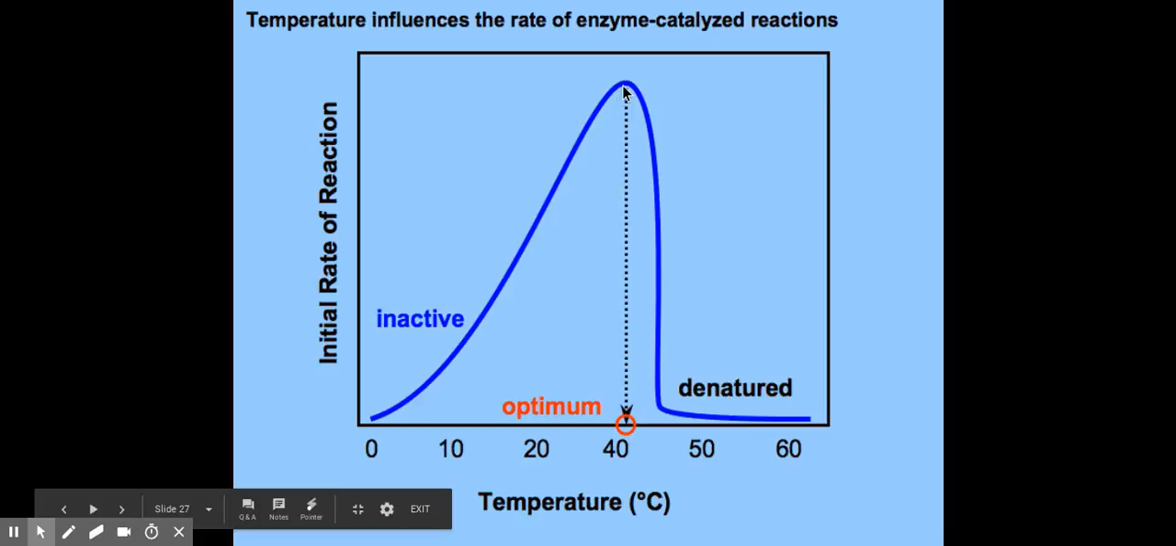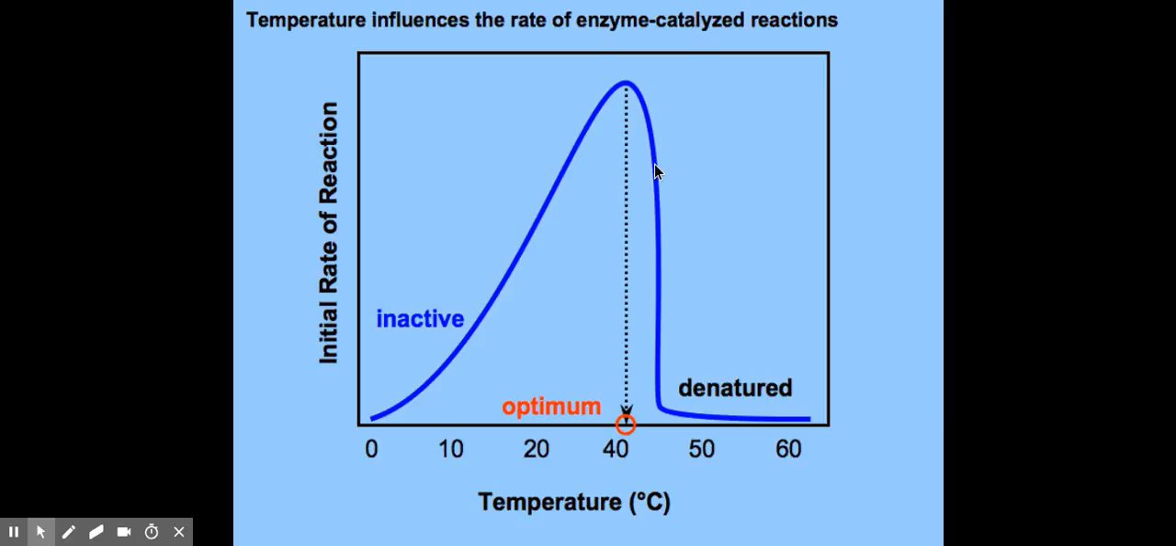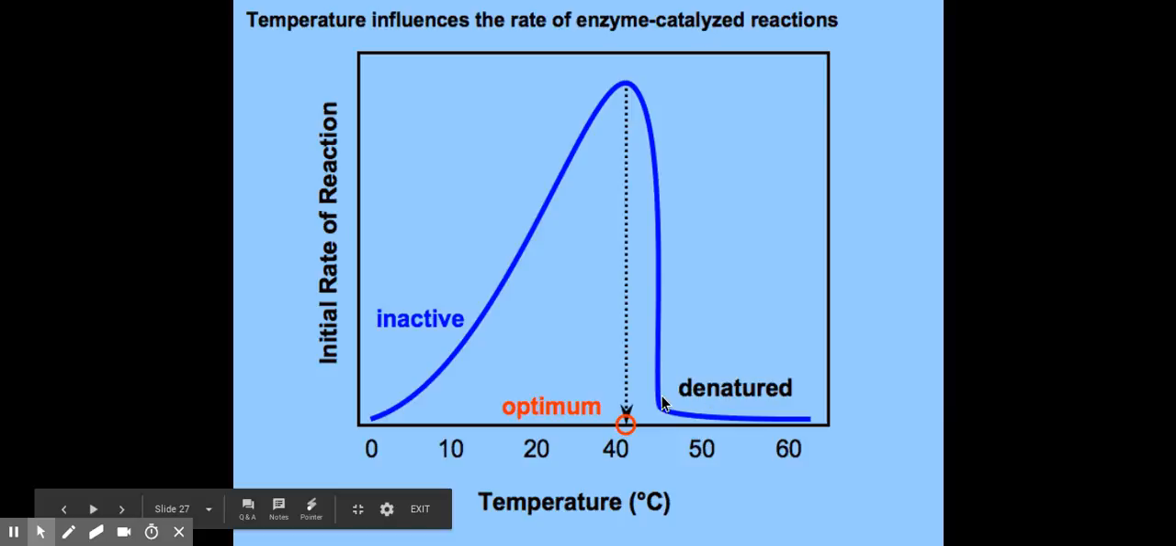And then what happens to enzymes is as they continue to heat, their structure rapidly changes shape and they become denatured. So this enzyme would denature at around 46 degrees Celsius. And once enzymes are denatured, that's it. They can no longer be used.